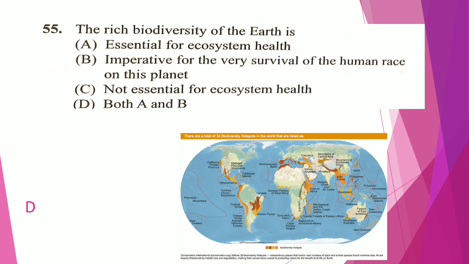Next part: the rich biodiversity of the earth is essential for ecosystem health, or the imperative for the very survival of the human race on this planet, or not essential for ecosystem health, or both A and B. So the rich biodiversity of the earth is always both A and B. The answer is D: essential for ecosystem health and imperative for the very survival of the human race on this planet.